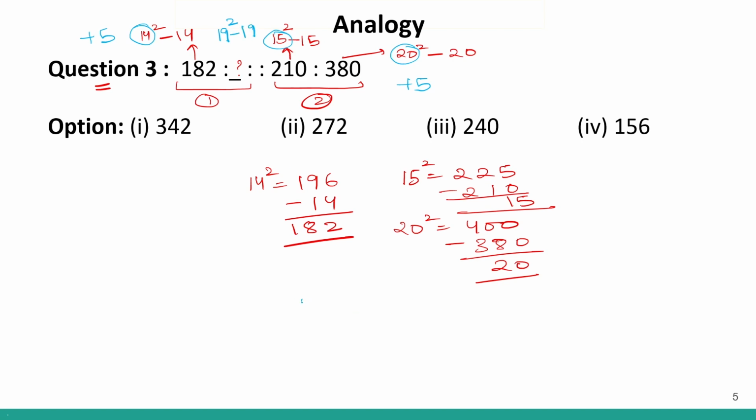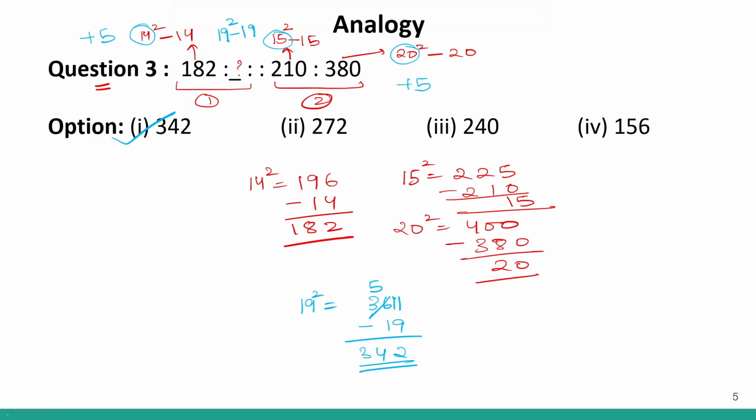What is the value of 19 square? 19 square is equal to 361. And if I subtract 19 from it, how much will I get? This will be 5, this will be 11. So this will be 2, this will be 4, this will be 3. I'll get 342. 342 will be the answer which is given in option number 1. So option number 1 will be the correct answer to this question.